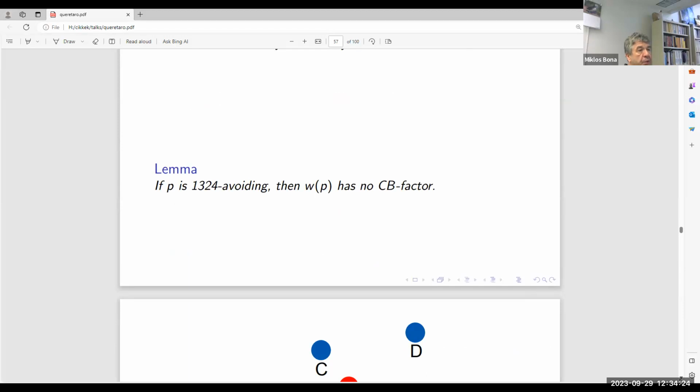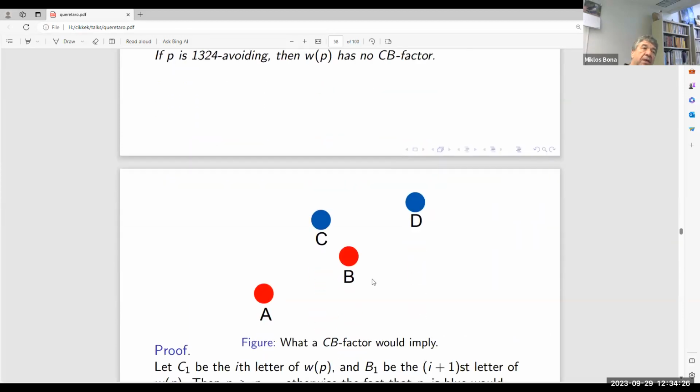So first, why does the first word not have a CB factor? Because if it did, what would that mean? That there is a C immediately followed by a B. What's a B? It's a red entry that's not a left to right minimum. So if it's not a left to right minimum, then there has to be a left to right minimum to its left. It can't be C because C is bigger than B. So it has to be something smaller. So it has to be here, right? C cannot be smaller than B because a blue entry is never smaller than a red entry on its right. So it's by definition of the coloring.